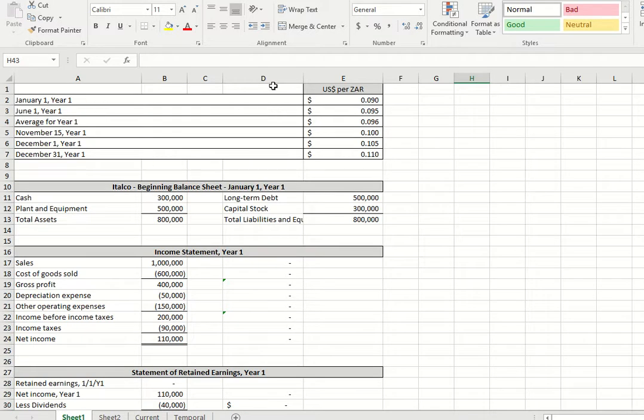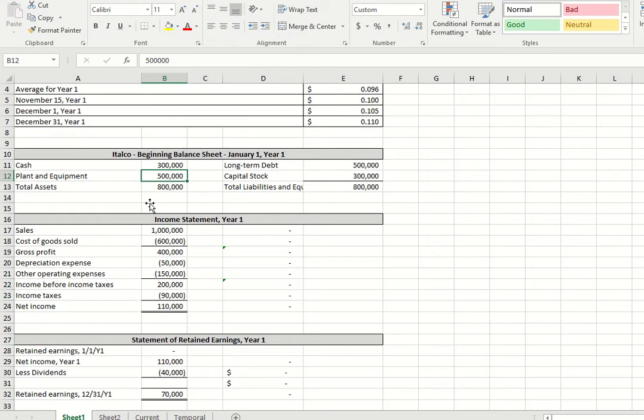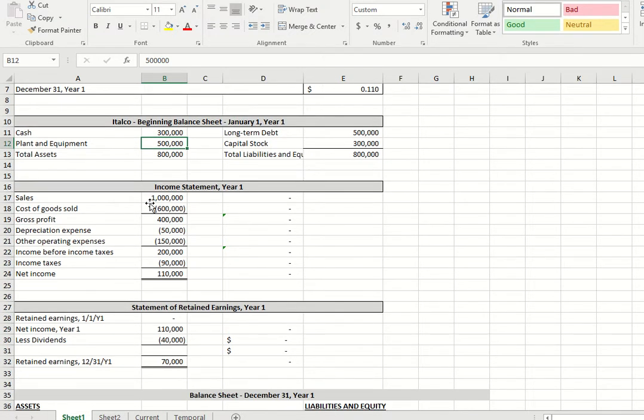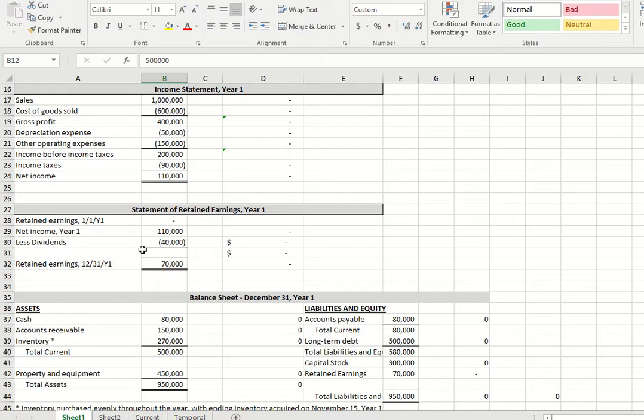If you're struggling translating using the current method or the temporal method, I'll start off with the current method. So you're given all this background information. These are the rates on the specific dates, which probably won't be as useful for the current method. This is the beginning balance sheet, but again, we want to translate the ending balance sheet and statement of retained earnings.